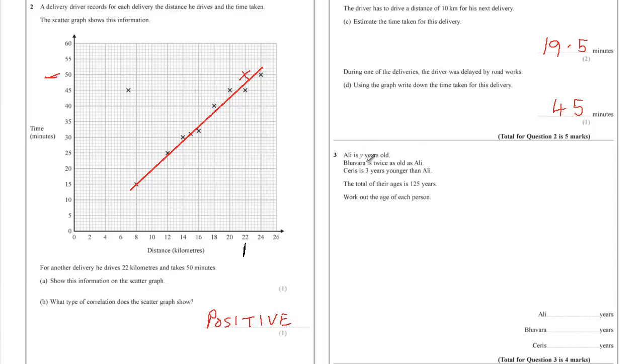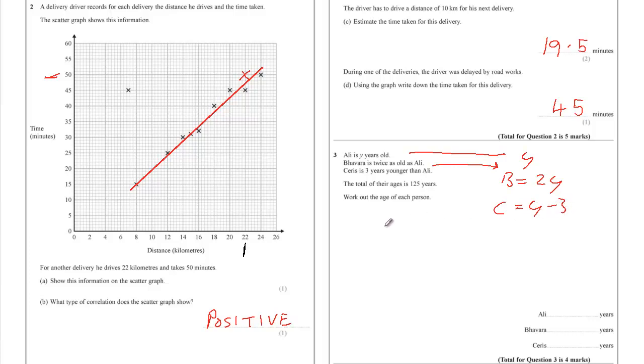Now this one, question 3. Ali is y years old, Bavara is twice as old as Ali, Ceres is 3 years younger than Ali, and the total of their ages is 125 years. Work out the age of each person. Okay, it's going to be algebra, isn't it? So here we go, Ali is y years old. Bavara is twice as old as Ali, so it's 2y. Ceres is 3 years younger than Ali, so Ceres equals y minus 3.